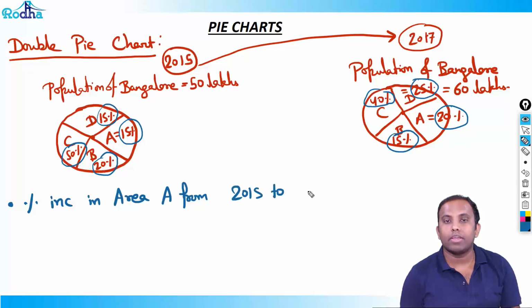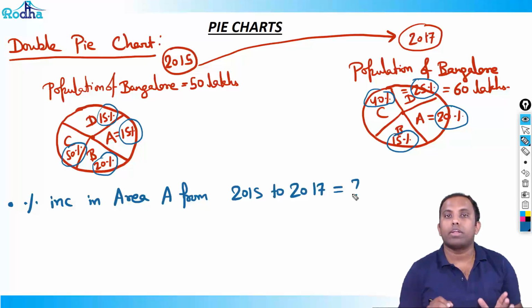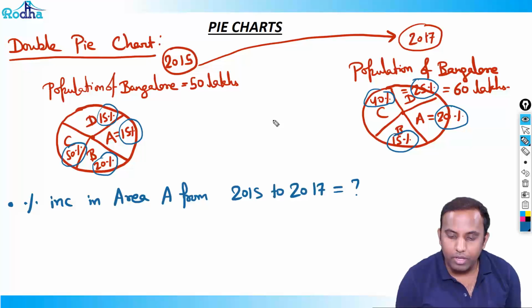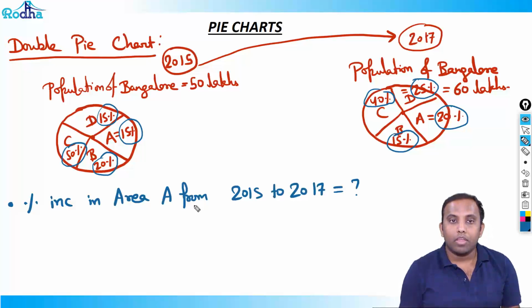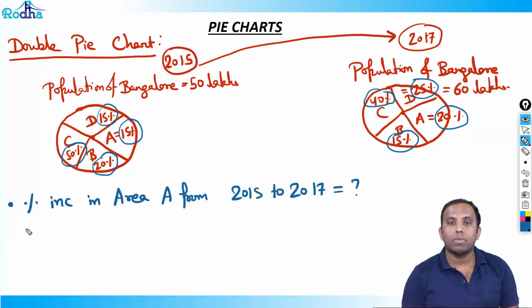from 2015 to 2017, I'll give you a super shortcut to solve this. Superb shortcut, very logical one, but get this concept right, how that shortcut comes, and then we can use it directly. So, percentage increase in area A from 2015 to 2017. First we'll do it by the conventional method, method 1.